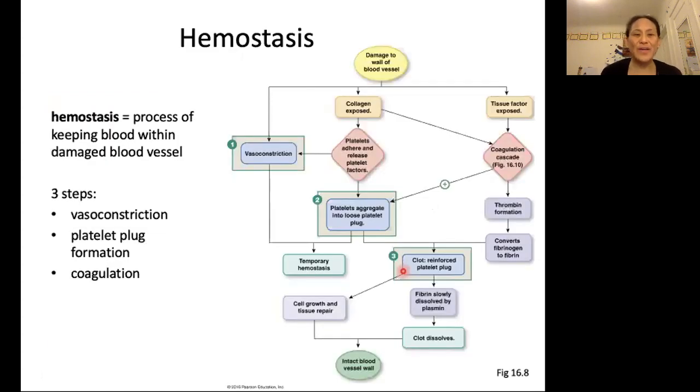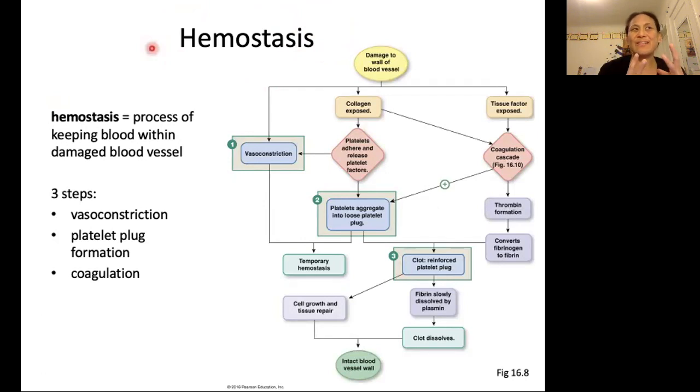Platelets play a very large role in a process called hemostasis. That is hemostasis, not to be confused with homeostasis. So this is a different process. Hemostasis is basically the process of keeping blood within a damaged blood vessel. So the idea is if you break a blood vessel, you need to repair it in some way. That's what hemostasis is.